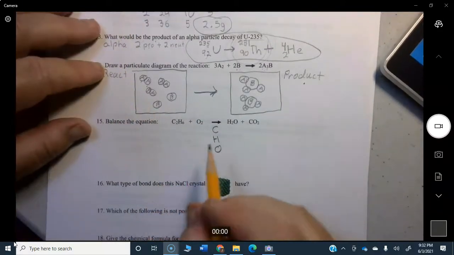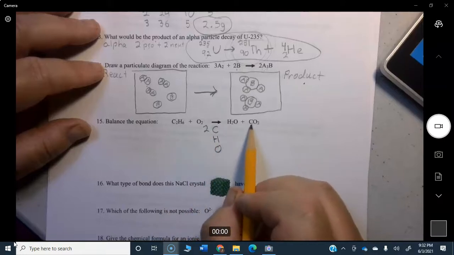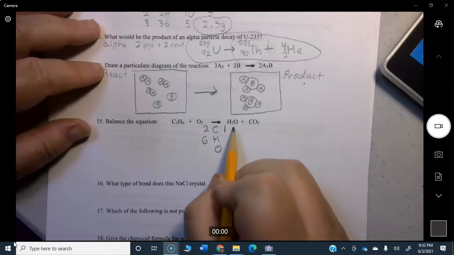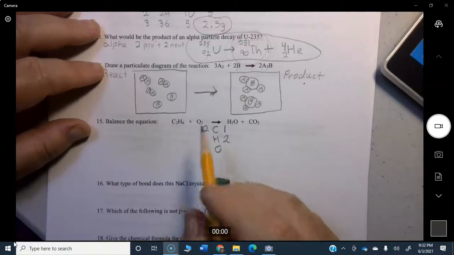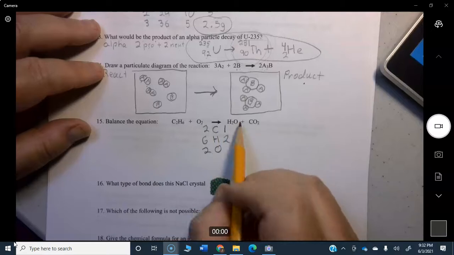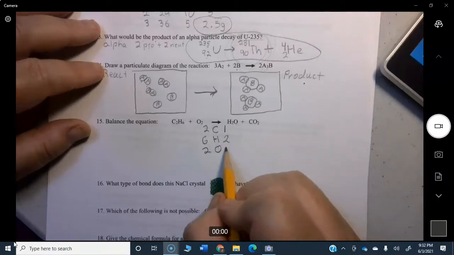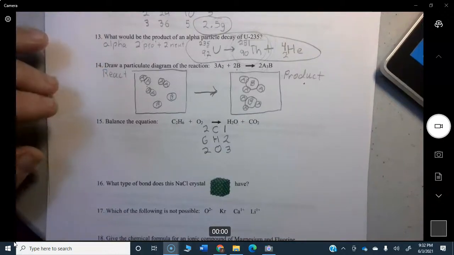So count carbons on this side is 2. Carbons on this side is 1. Hydrogen on this side is 6. Hydrogens on this side is 2. Oxygens on this side is 2. And on this side it's 1 and 2 more. So 1, 2, 3. Okay, now this one's going to have a little trick to it, all right?